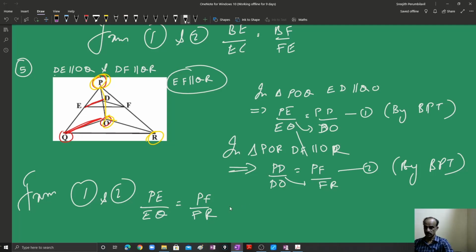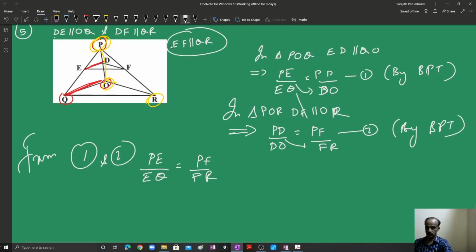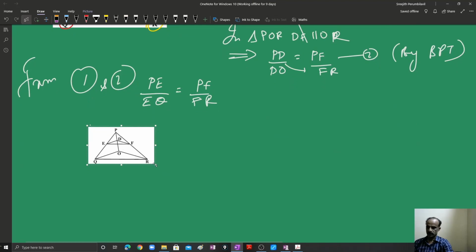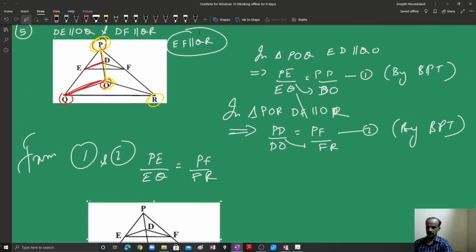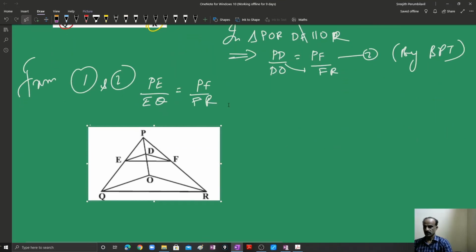So what is asked? We are asked to prove that EF is parallel to QR. How can we prove that? We have to prove that EF is parallel to QR. We don't have that. We just have PE by EQ is equal to PF by FR. I'm just going to clear a few things from the figure.